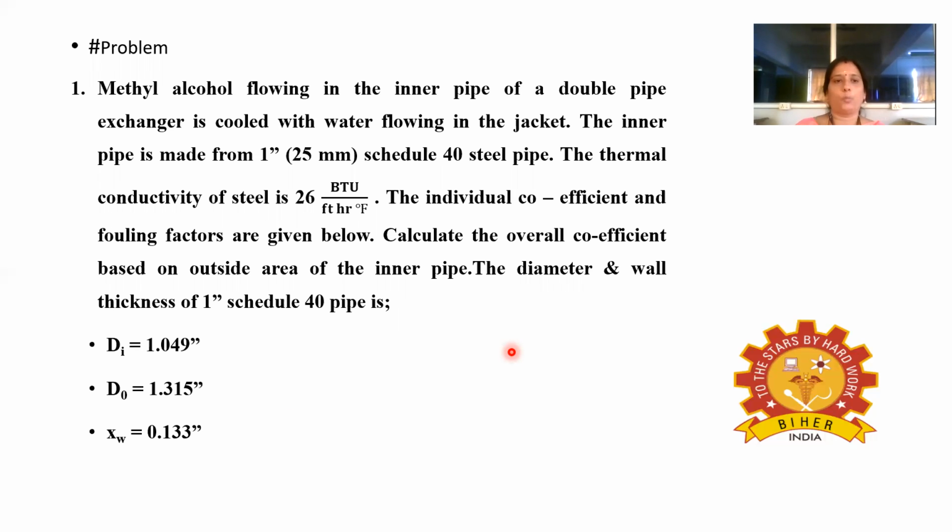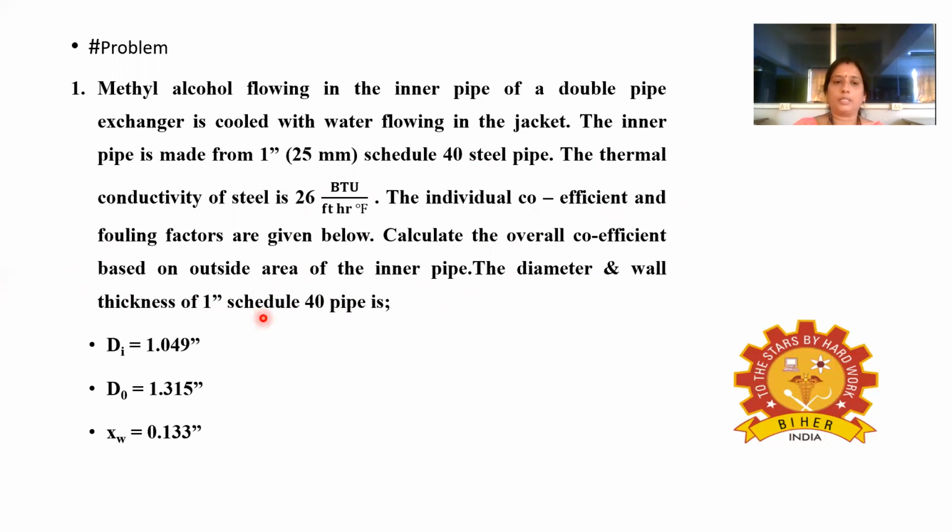Let us discuss the problem. Methyl alcohol is flowing in the inner pipe of a double pipe exchanger. It is cooled with water flowing in the jacket. The inner pipe is made from 1 inch, 25 mm, schedule 40 steel pipe. The thermal conductivity of the steel is 26 BTU per hour foot degree Fahrenheit. The individual coefficients and the fouling factors are given below. Calculate the overall heat transfer coefficient based on the area of the inner pipe. So we have to find out the Ui value.